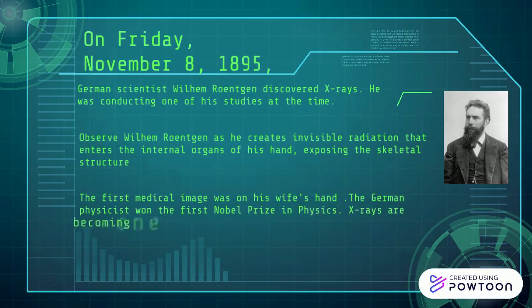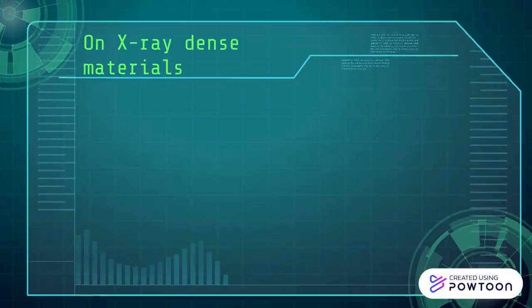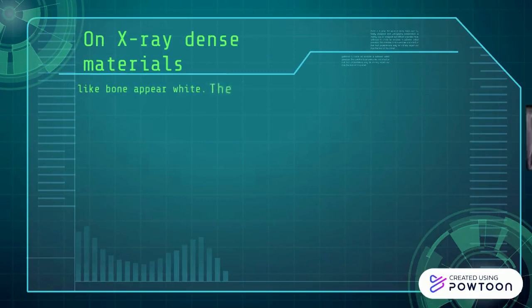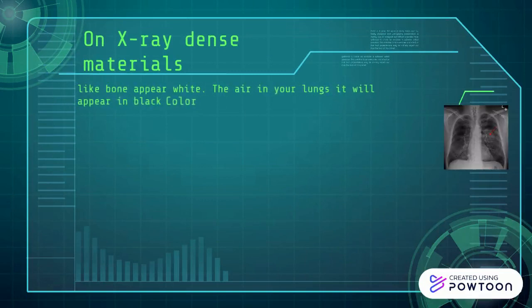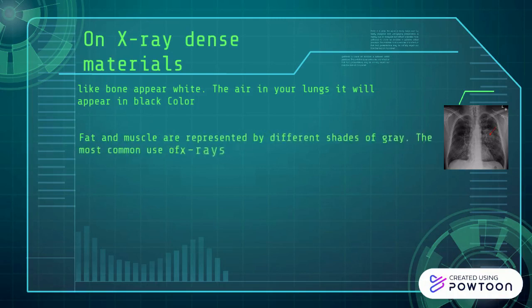The German physicist won the Nobel Prize in Physics. X-rays have become one of medicine's most effective diagnostic methods. On X-ray, dense materials like bone appear white. The air in your lungs will appear black. Fat and muscles are represented in different shades of gray.